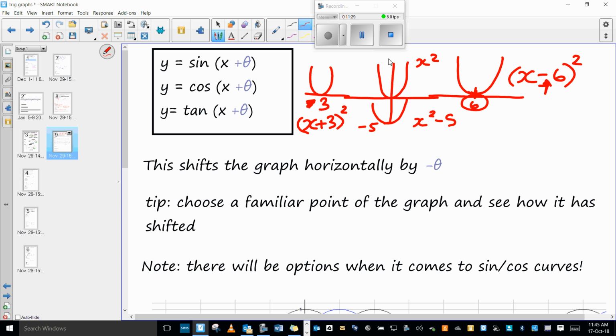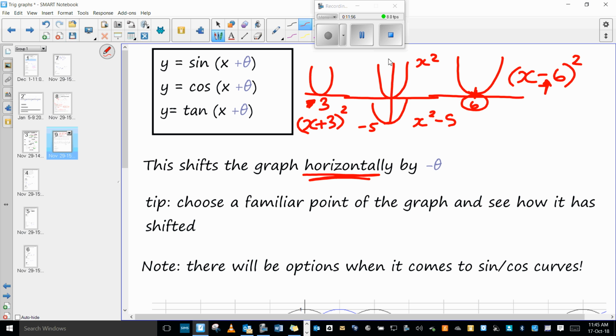So we're actually having the value of theta inside the bracket. Now this indicates that it's going to be a horizontal shift. So I was trying to make it clear to you the other day as well. We can always relate this back to the quadratic graphs because the features of these changes that we're making have the same effect on any kind of function.